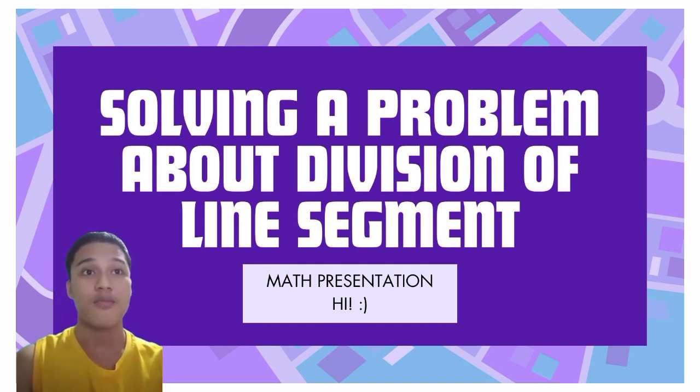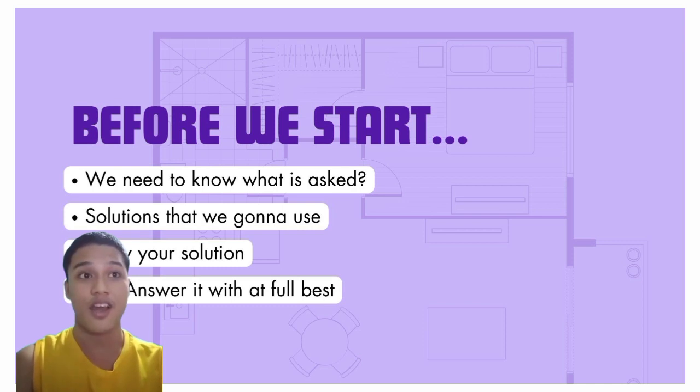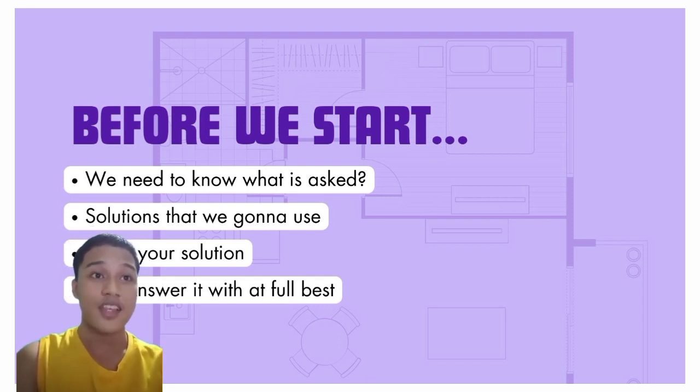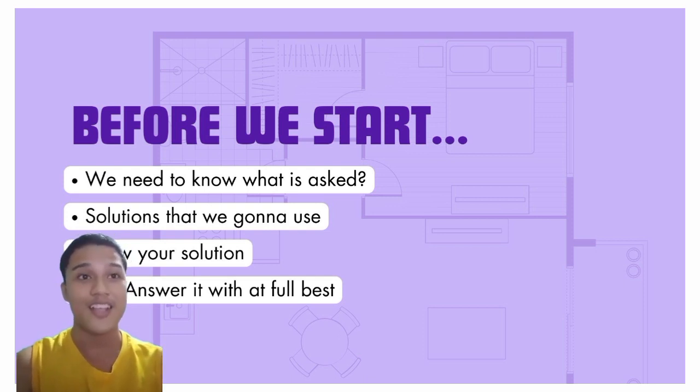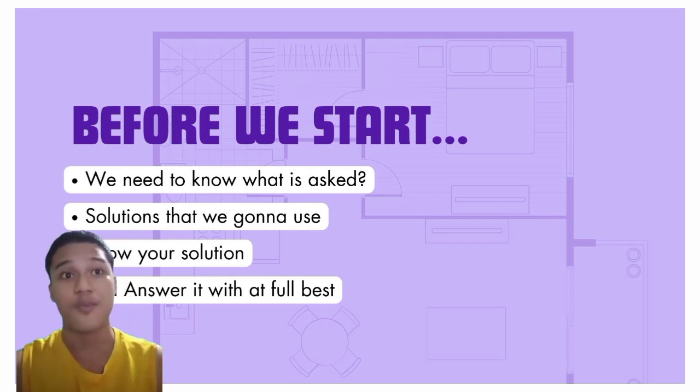Today we will solve a problem about the division of line segments, and before we start, we need to be able to do these four things first. First, know what is given. Second, know the solutions that we will use. Next, show your solution. And lastly, answer with our best.